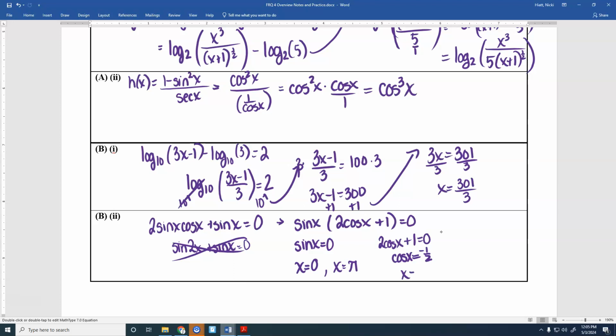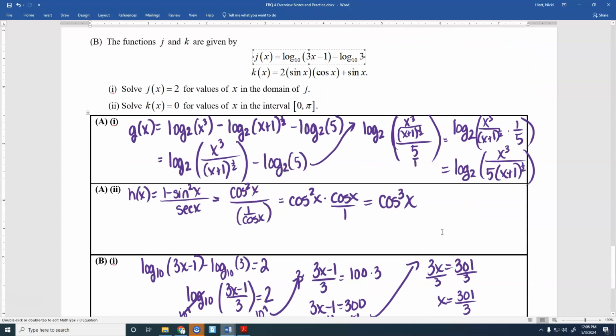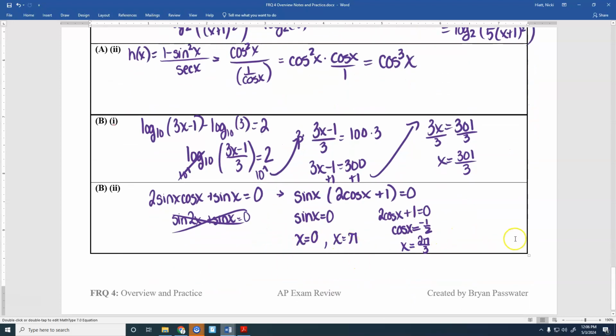Where does cosine equal negative 1/2? At 2 pi over 3. And it would also be 4 pi over 3, but should I include it? No, because they told me to only go from 0 to pi. So I would just stop here. Those would be my 3 answers. I have a hard time on this one not circling the answers, especially because they're not all together. But you could do x equals 0, x equals pi, x equals 2 pi over 3, if that makes you feel better to have those listed there. Or you can circle them.